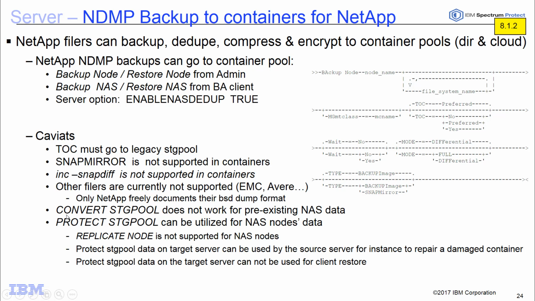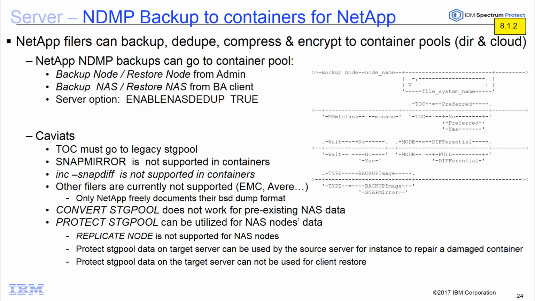Some other caveats: your convert storage pool does not work for pre-existing NAS data, and your protect storage pool can be utilized for NAS node data, but your replicate node is not supported. What this means is that you would have copies of the data over on the secondary server, but the meta information would not be there. So the protect storage pool on the target server could be used by the source, for instance, to do a repair of a damaged container, but it cannot be used for a client restore if you had a failure on your primary server.